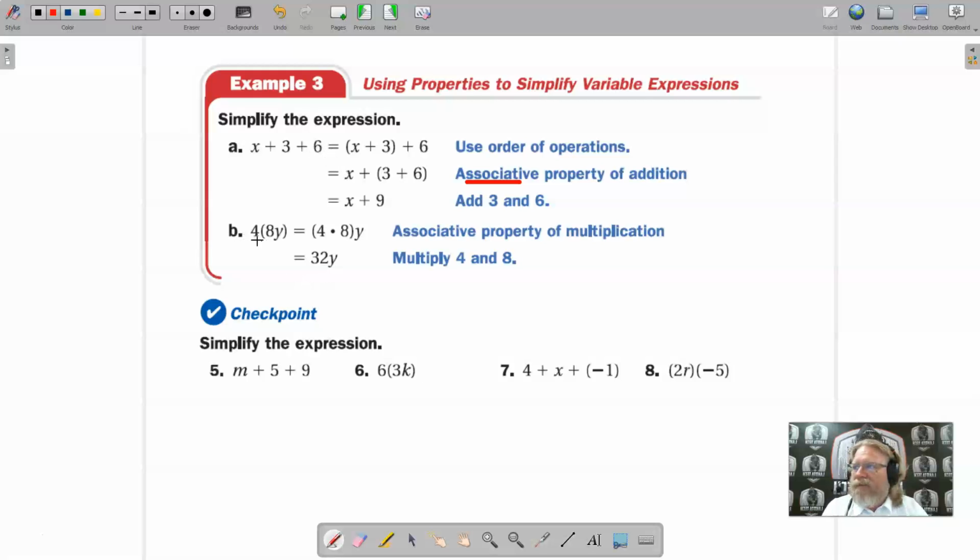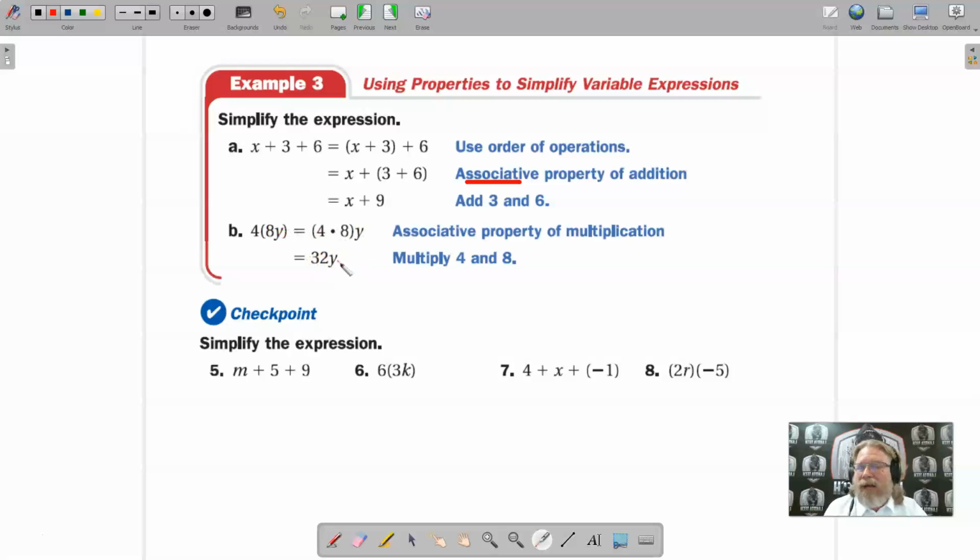Here we have 4 times 8y. Well, order of operations says that we have to do what's in parentheses first, so we have to do the 8 times the y, but we don't know what y is yet. But we could reassociate. Notice 4, 8y, the order for 8y, we've not changed the order, but we have reassociated the 8 with the 4 instead of with the y. Now we can do 8 times 4, that's 32, and we still need to bring down that y. We still have to multiply that y.